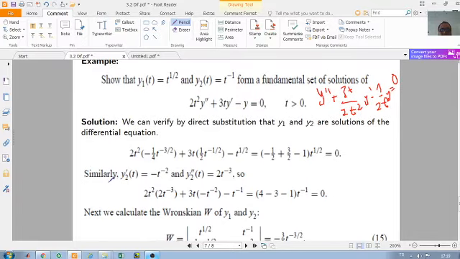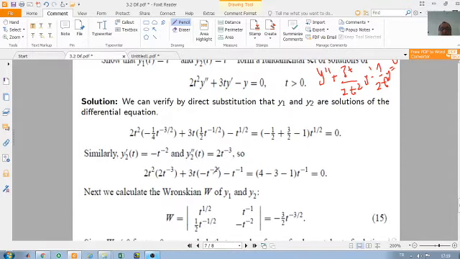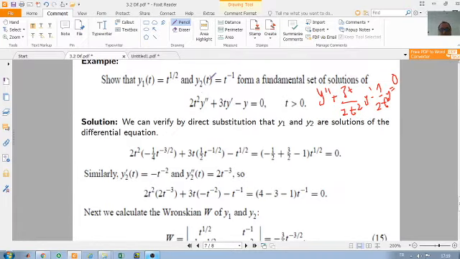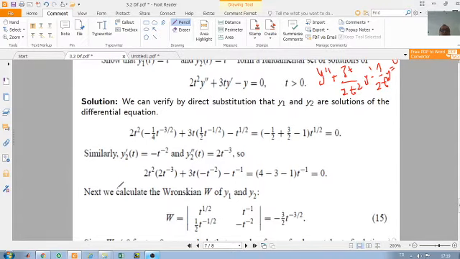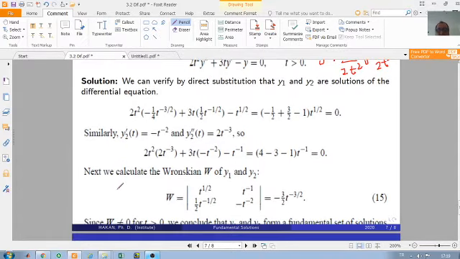Similarly, for y2 the first derivative is equal to minus t to the power minus 2, and the second derivative from here becomes 2 times t to the power minus 3. Writing these values into the differential equation, and after the computation we obtain that the left hand side is equal to 0. So the second function is also a solution for this differential equation. Next we calculate the Wronskian of them.